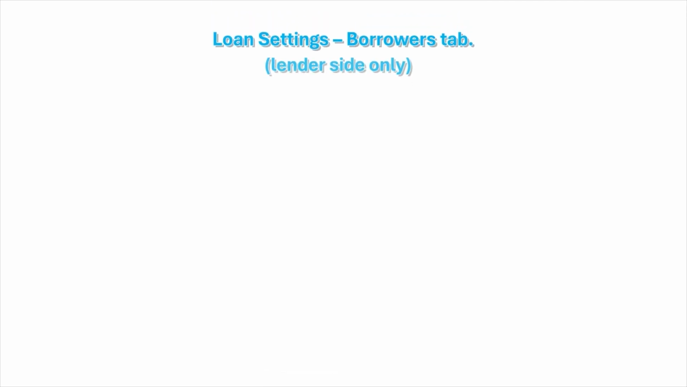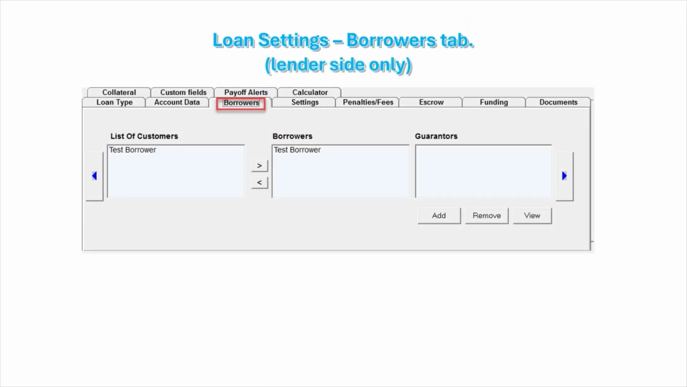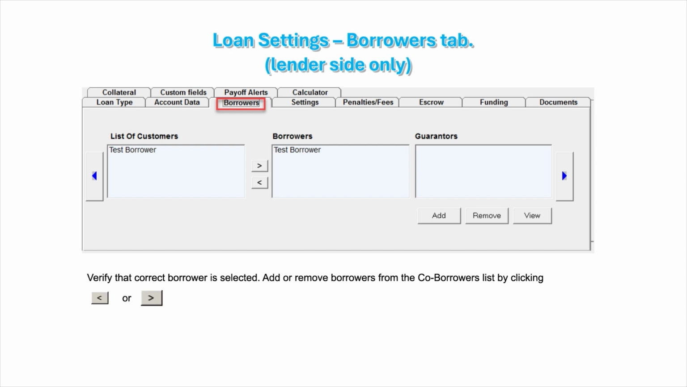Loan settings. Borrowers tab. Lender side only. Verify that the correct borrower is selected. Add or remove borrowers from the co-borrowers list by clicking the left arrow or right arrow.